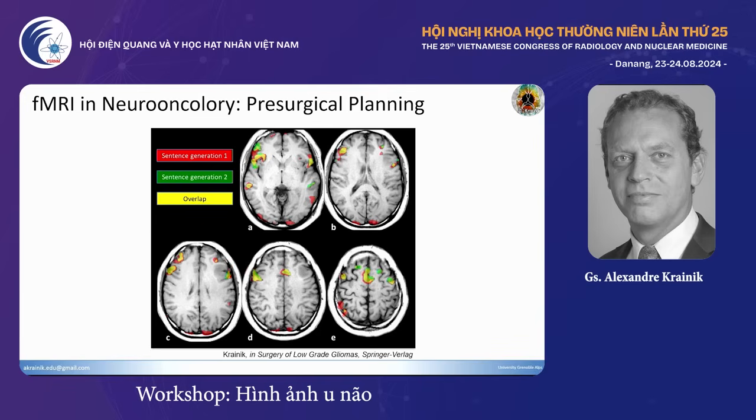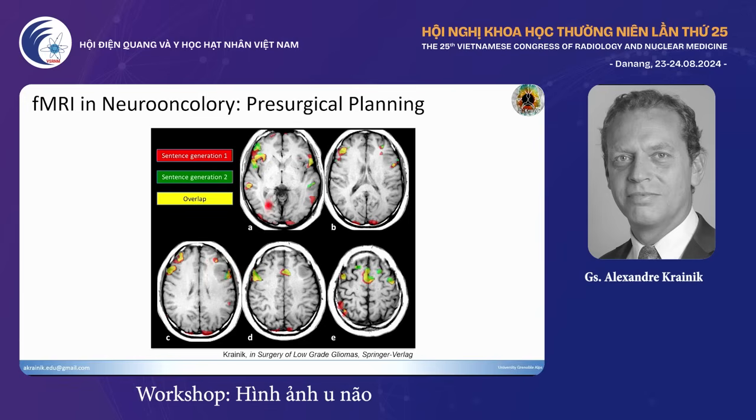You know, when the language is supported by the left hemisphere, then the surgeon would be very reluctant to do a large resection of this lesion, while when it's mostly supported by the right hemisphere, then it allows to consider a larger resection of the tumor.